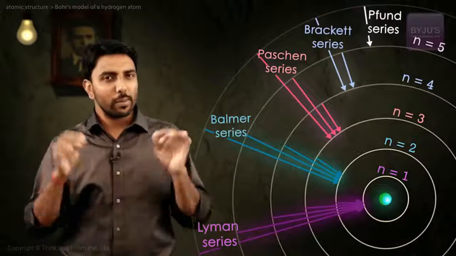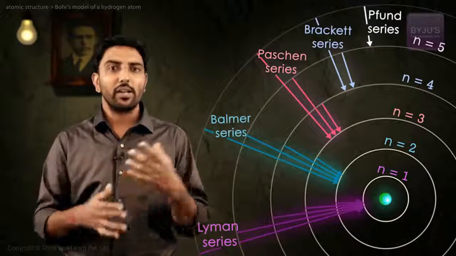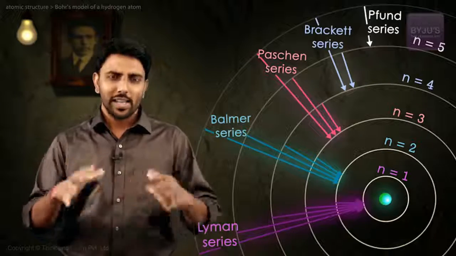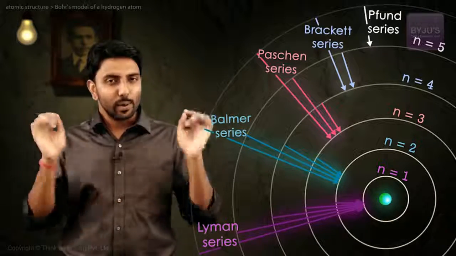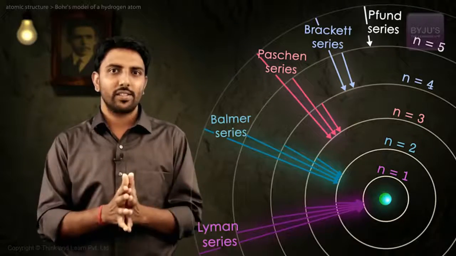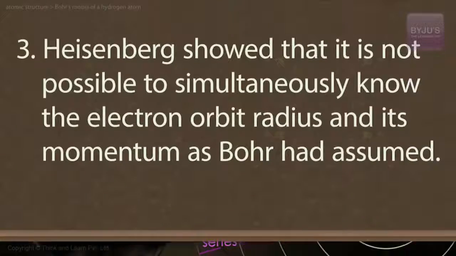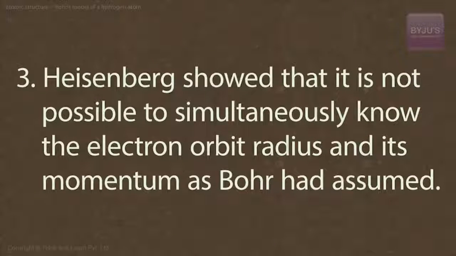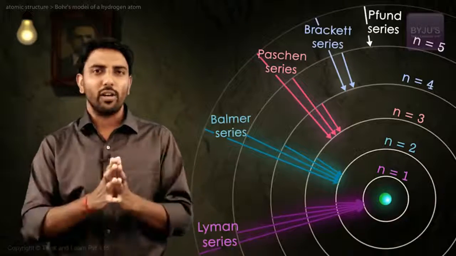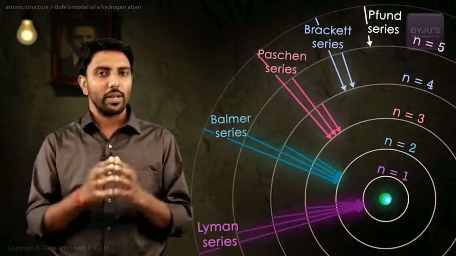There is also a fundamental flaw in the Bohr model, which was discovered by Werner Heisenberg some 14 years after the model was introduced. Heisenberg showed that it is not possible to simultaneously know the electron's orbit radius and its momentum, as Bohr had assumed it was possible. Lastly, the Bohr model could not explain the ability of atoms to form molecules by forming chemical bonds.